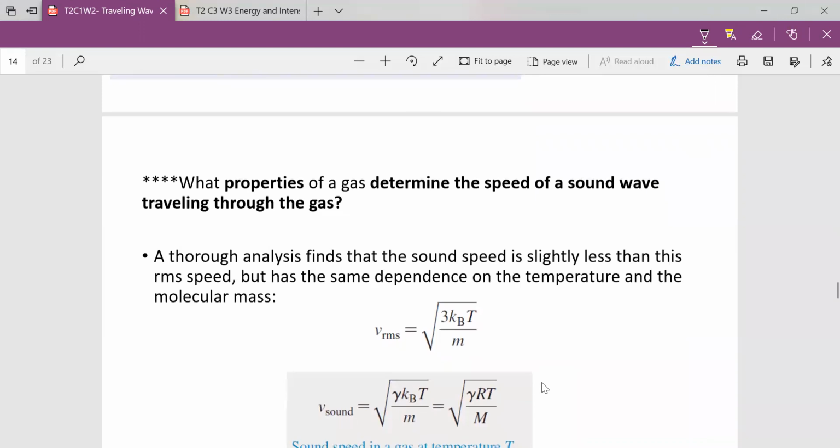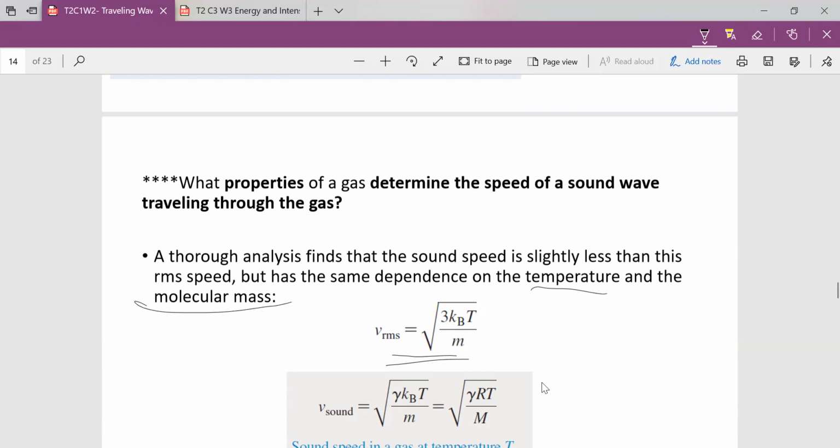So you want to look at the property of a gas that determines the speed of a sound wave traveling through the gas. The thorough analysis finds that the sound speed is slightly less than the root mean square speed, but has the same dependence on temperature and molar mass.